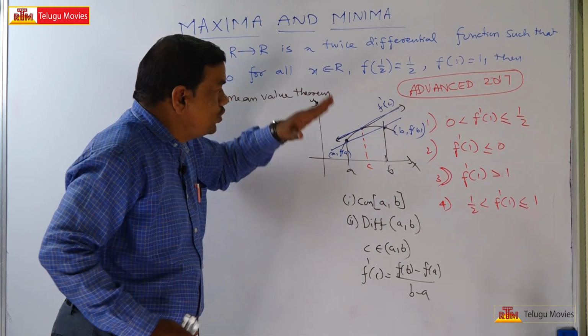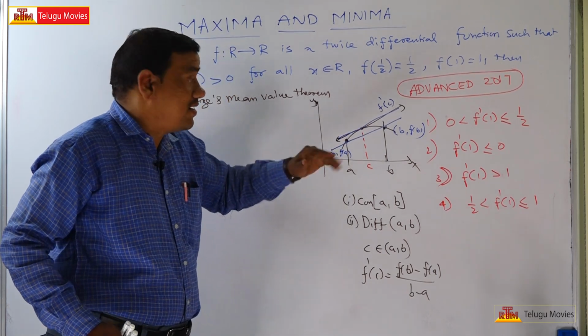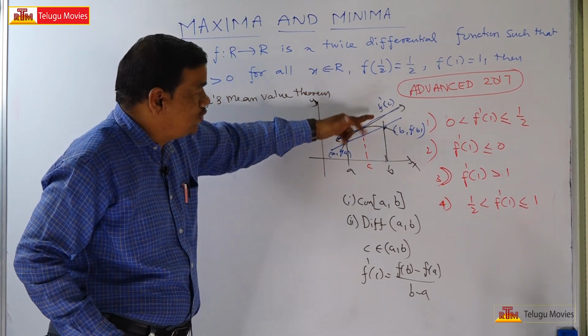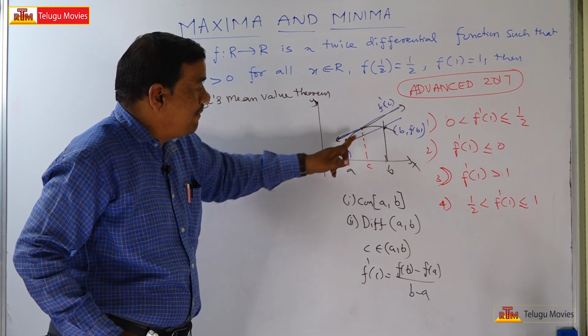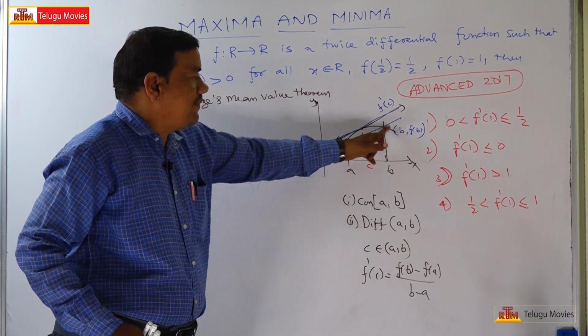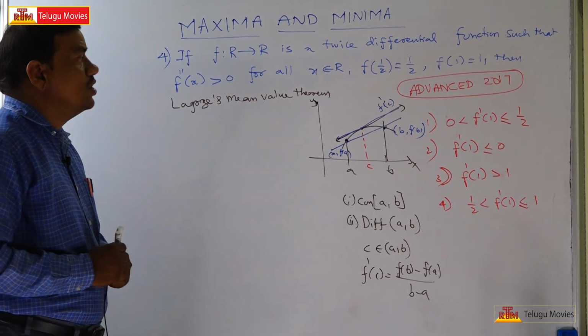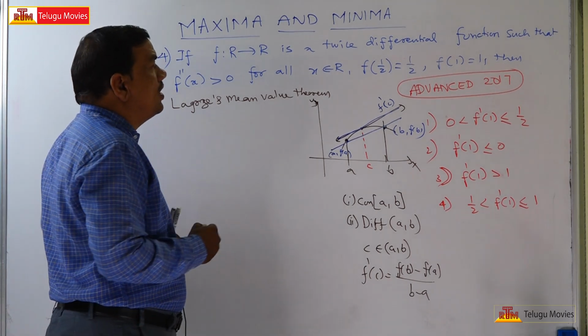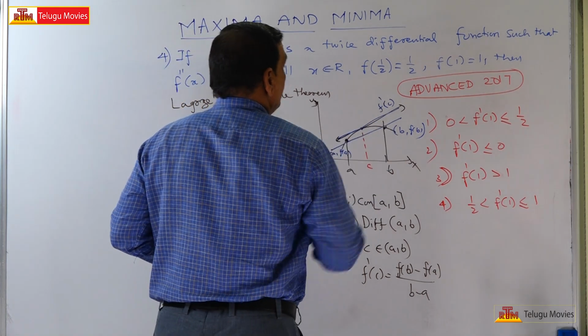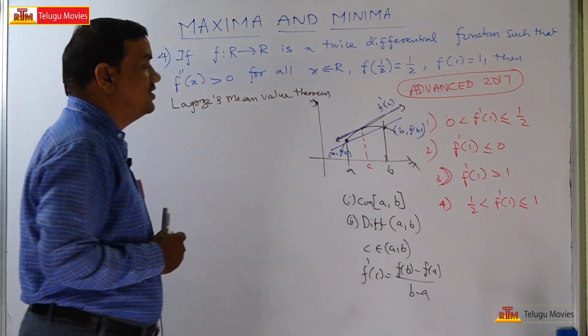That means there is a point C such that you can draw a tangent parallel to the endpoints A, B. So that is Lagrange's mean value theorem. Using this here, you see f of 1 by 2 is equal to 1 by 2, f of 1 is equal to 1.